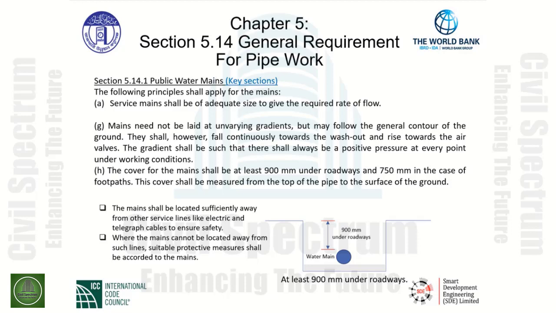As an example, regarding the mains under a roadway, the cover is indicated here above the main, as seen here, measured from the top of the pipe to the surface of the ground, must be a minimum of 900 millimeters under roadways. And as can be seen here, there is proper bedding underneath the pipe for its continuous length to support the bottom of the pipe as well.